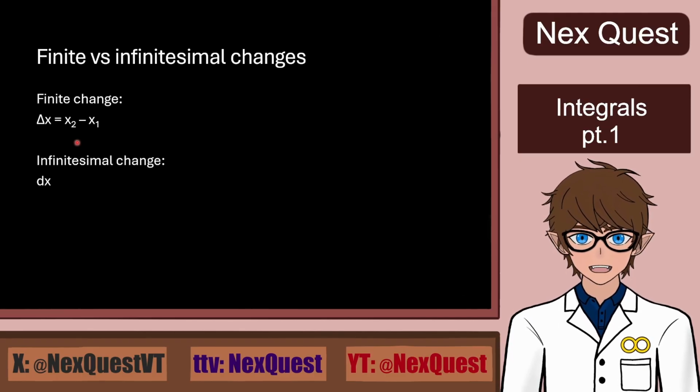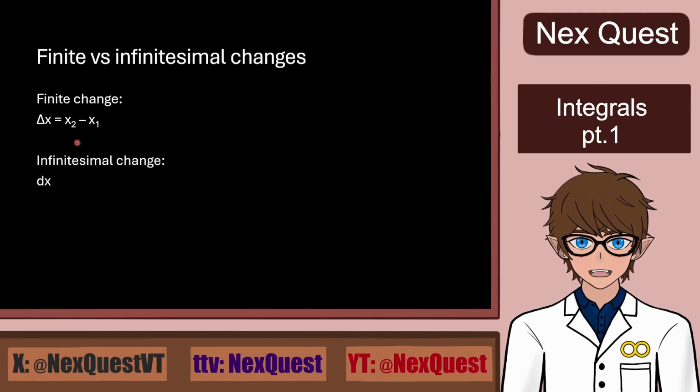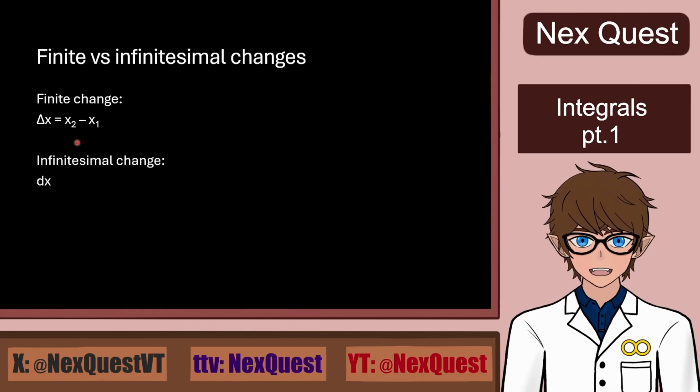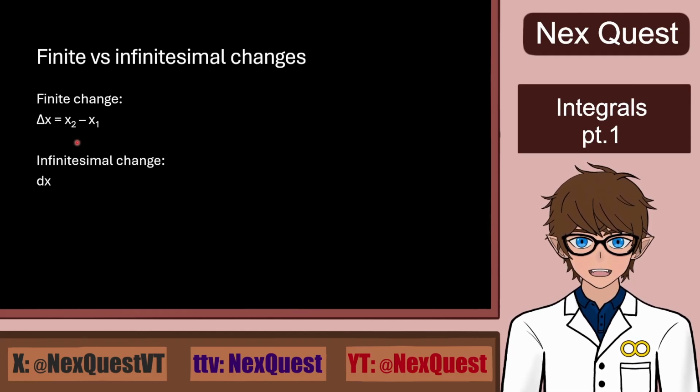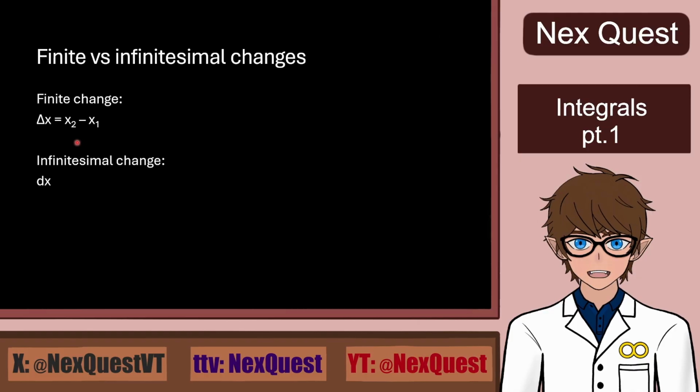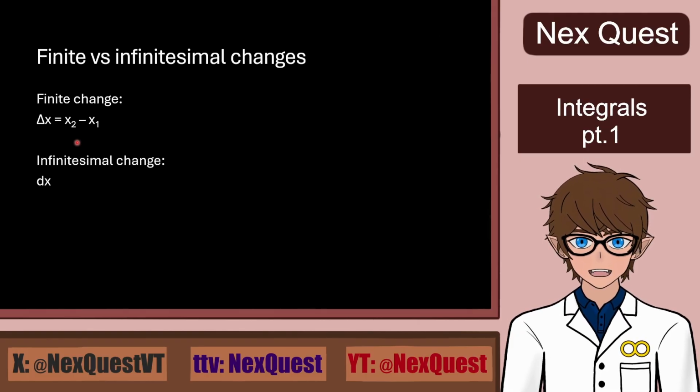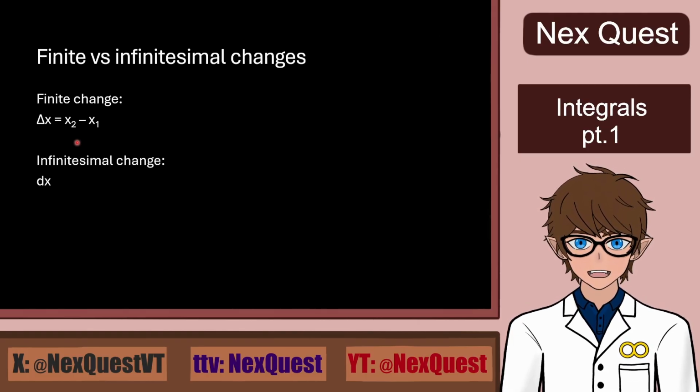On the other hand, the infinitesimal change marked with dx, or differential of x, I just like dx because it's faster, it represents a small change. Usually we don't insert the value of x into it, as then we would get a differential of a constant, which is 0.